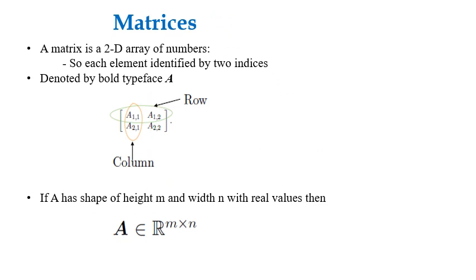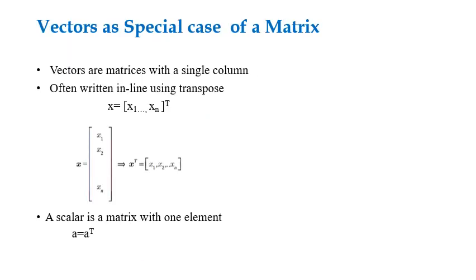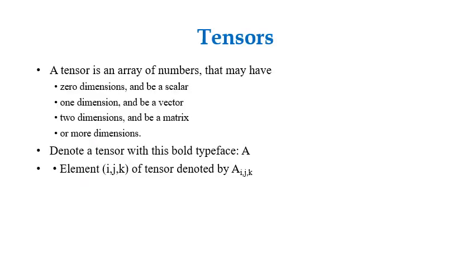Everyone knows what a matrix is. It is a two-dimensional array of numbers. Each element is identified with the help of two indices. Normally, it is denoted by a bold capital letter. It contains both rows and columns. We can consider a vector as a special case of a matrix: a vector is a matrix with a single column. A scalar is a matrix with only one element.